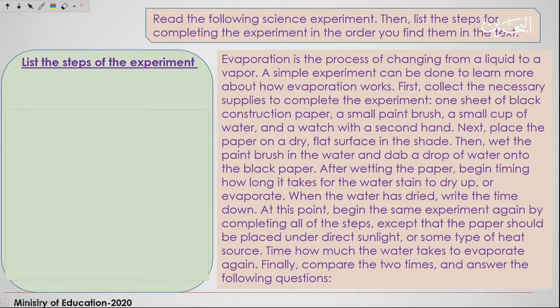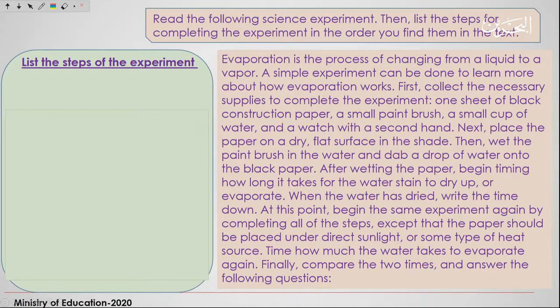Okay, let's read it all together. Evaporation is the process of changing from a liquid to a vapor. A simple experiment can be done to learn more about how evaporation works. First, collect the necessary supplies to complete the experiment: 1 sheet of black construction paper, a small paintbrush, a small cup of water, and a watch with a second hand. Next, place the paper on a dry flat surface.